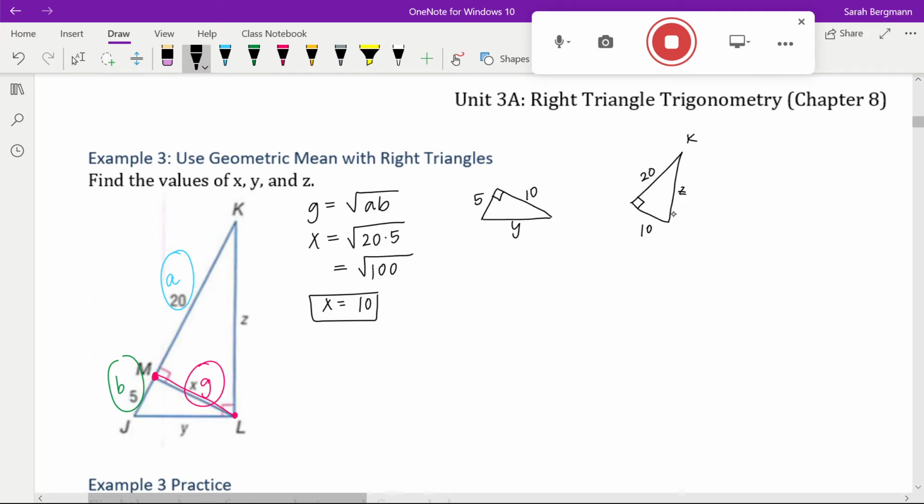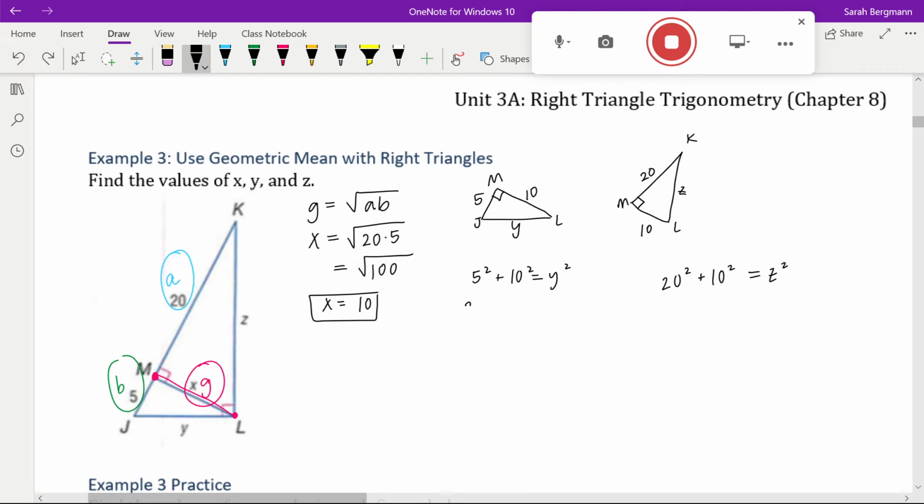So here I have triangle KLM, and this is triangle JML. Now I'll use Pythagorean theorem because I have two sides of a right triangle. So I know it's 5 squared plus 10 squared equals Y squared. And for triangle KLM, I should have 20 squared plus 10 squared equals Z squared. Remember, the hypotenuse of the triangle, the one across from the right angle, always has to be C in Pythagorean theorem.